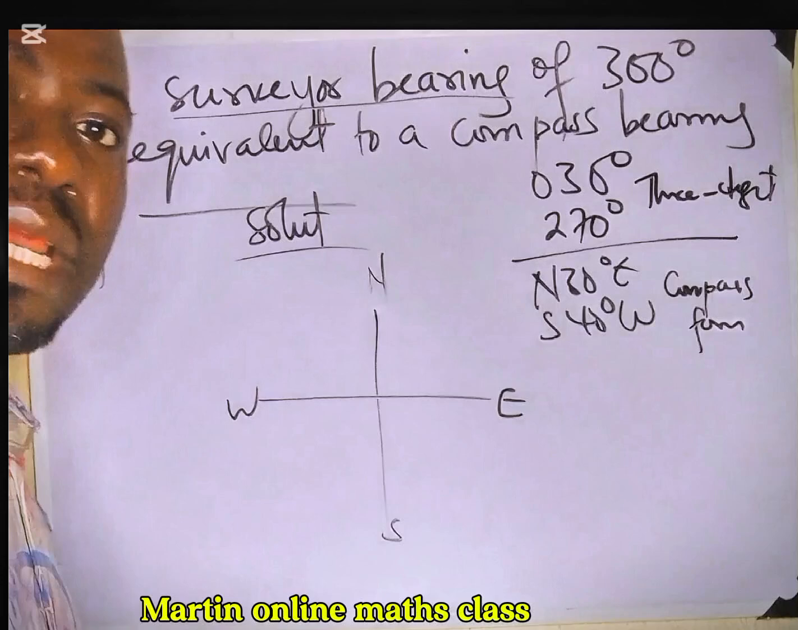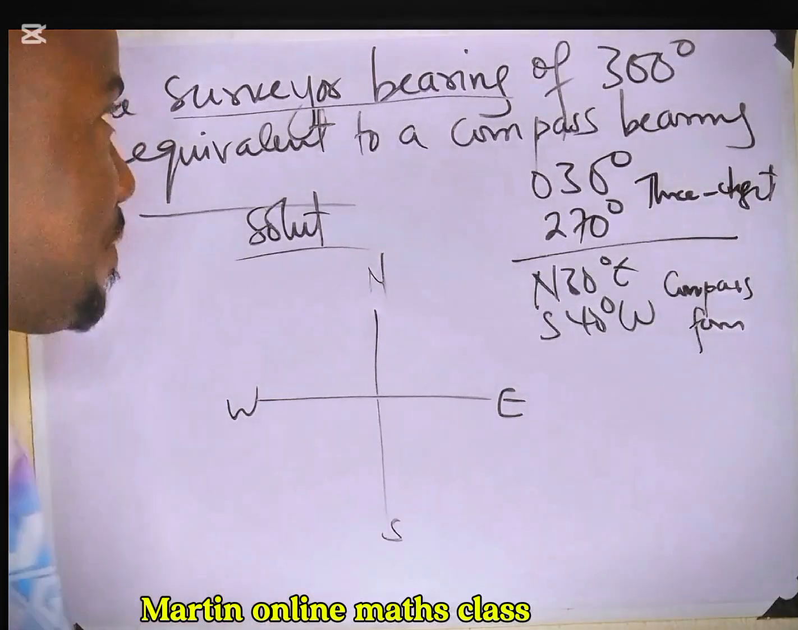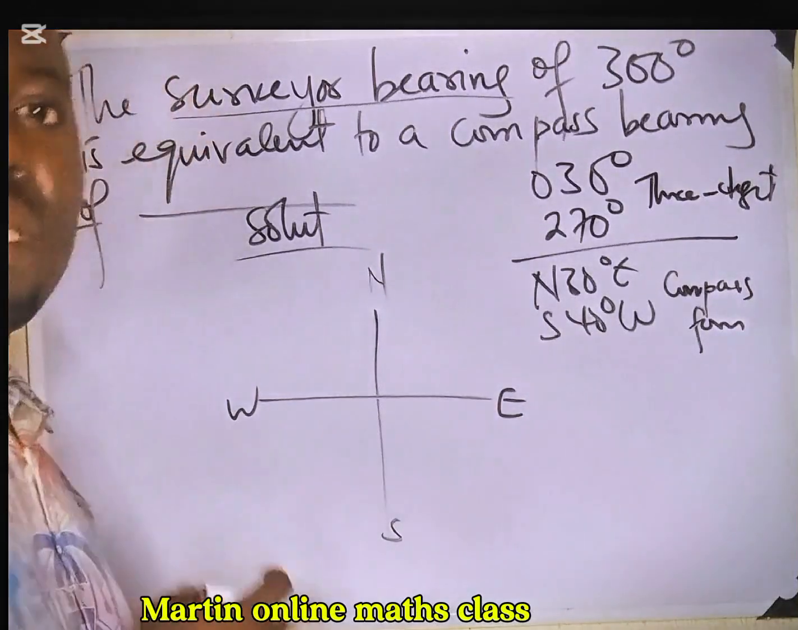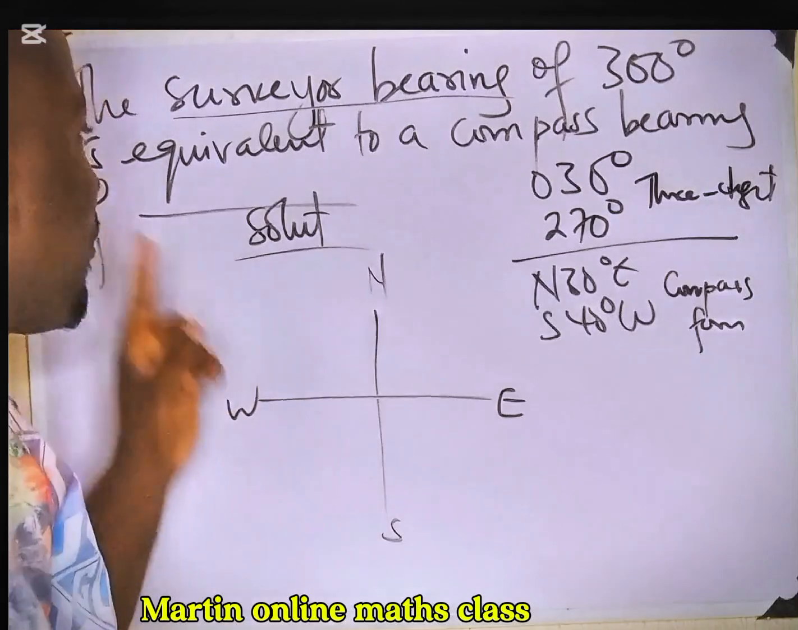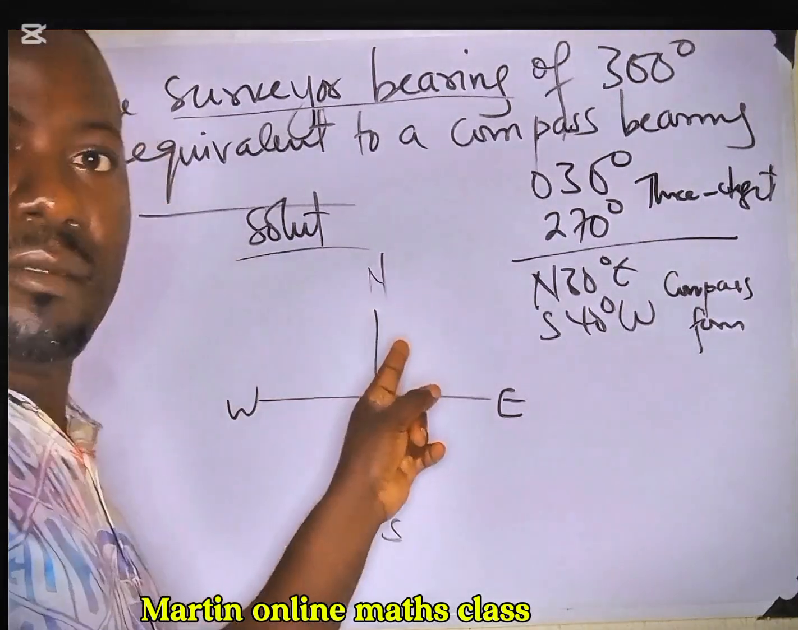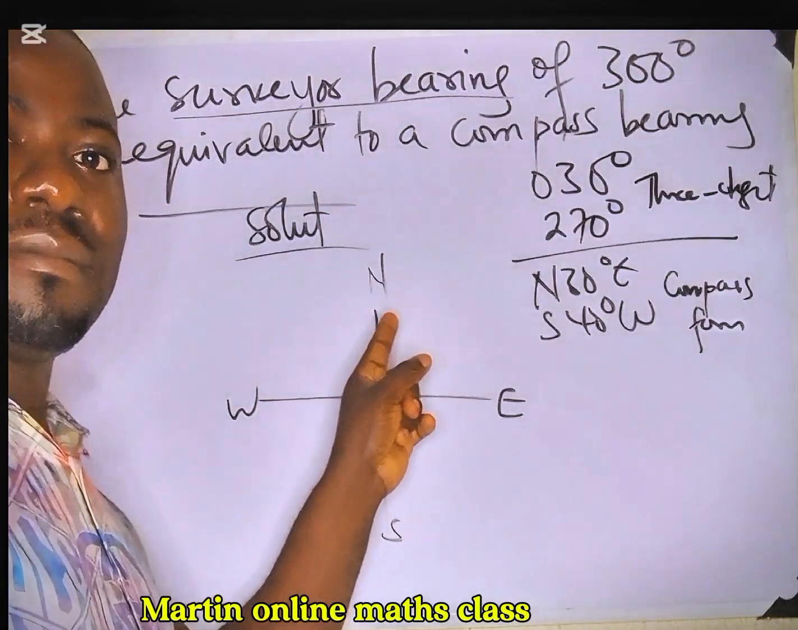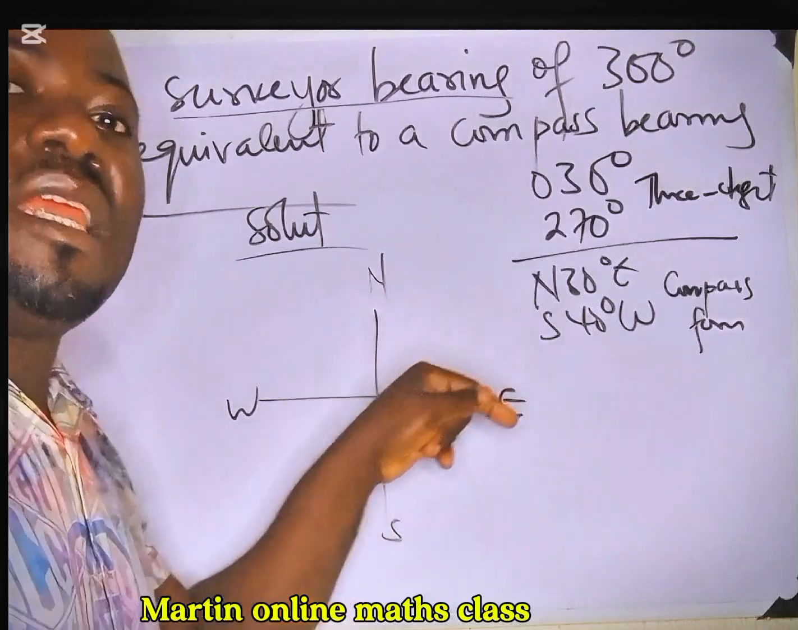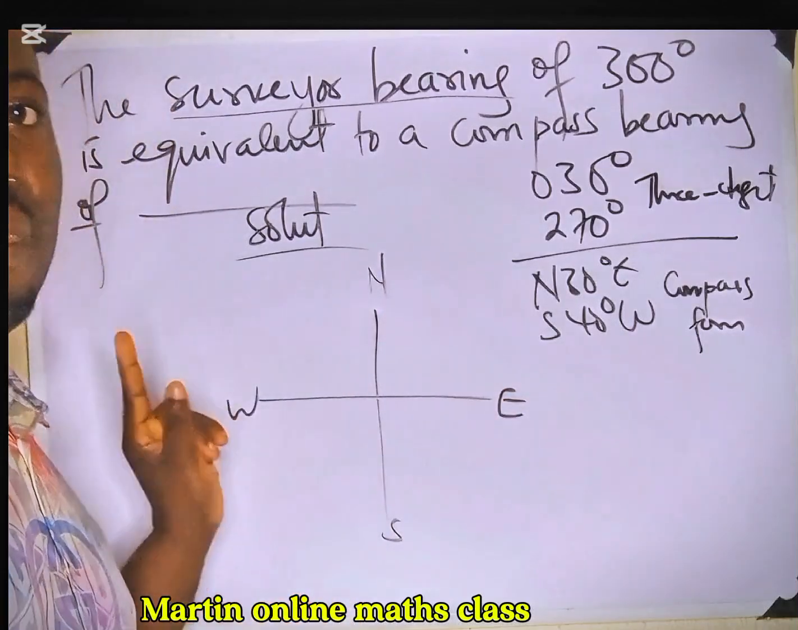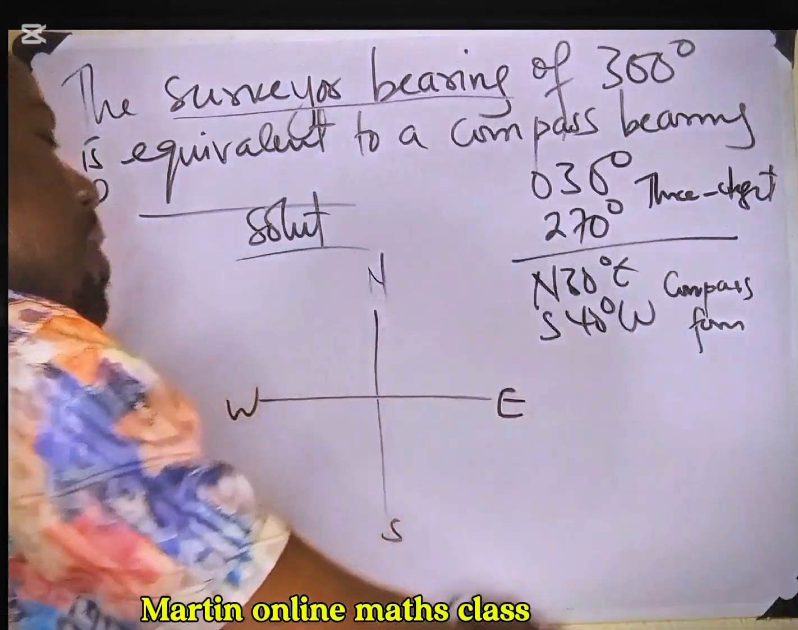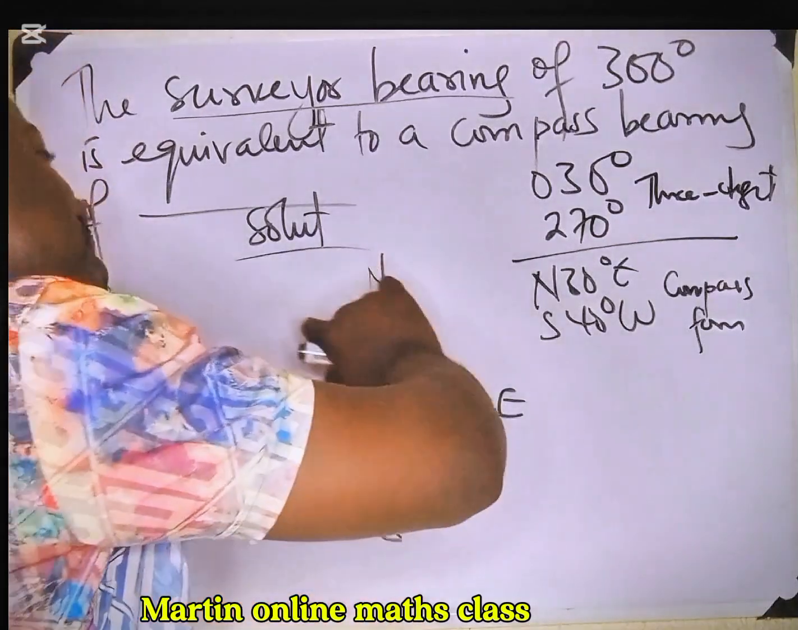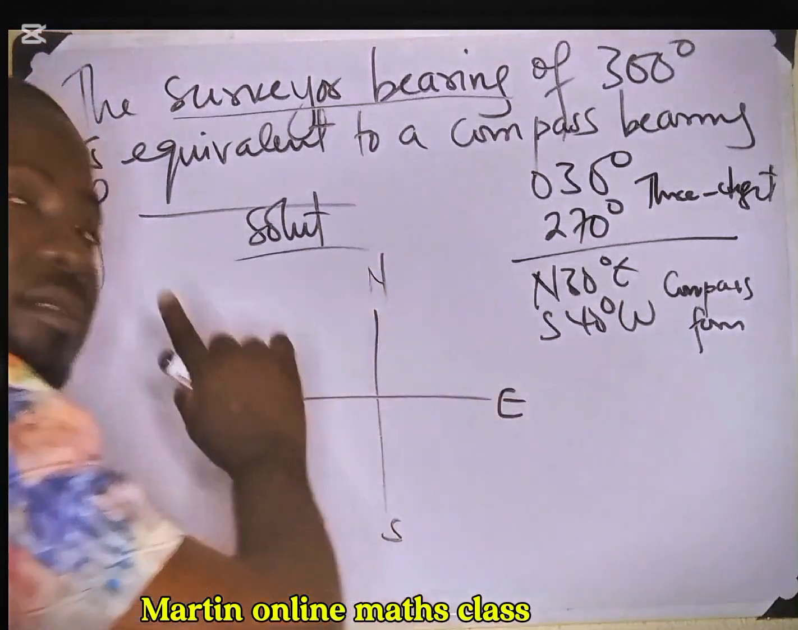In 3-digit bearing, which is surveyor's bearing, the angular movement starts from the north of the cardinal points and moves in a clockwise direction. Start only from the north. The movement of angle, that is the angular movement, starts only from the north.